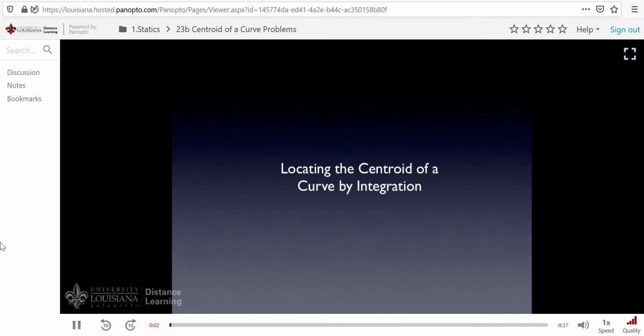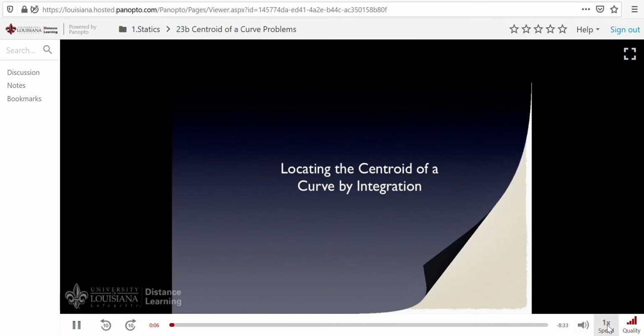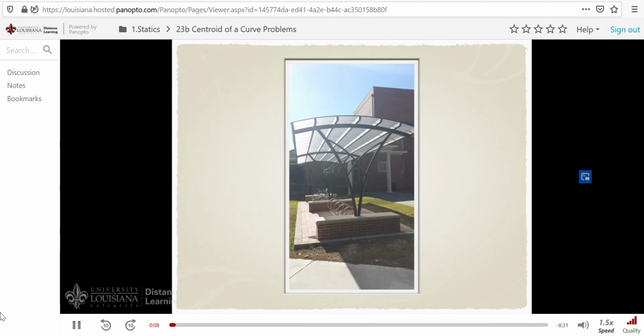This lesson will show how to locate the centroid for a curve using the method of integration. For example, consider this roof structure. It's defined by this curve here. And if we can find the location of the centroid for this curve, then we'll be able to locate the center of gravity for the entire roof structure.